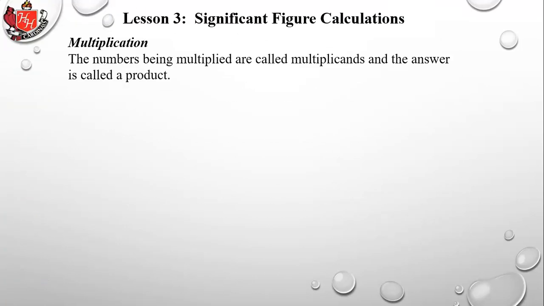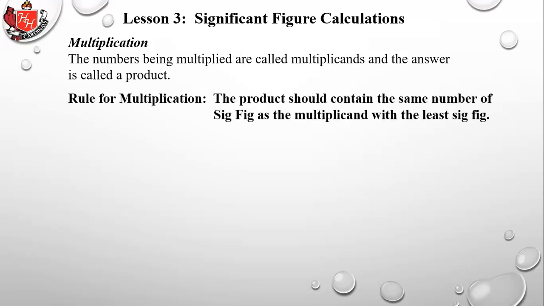Okay, now let's look at how we would do math operations with significant figures. The numbers being multiplied are called multiplicands, and the answer to a multiplication problem is called a product. So the rule for multiplication is that the product should contain the same number of significant figures as the multiplicand with the least number of significant figures. So again, let's look at some examples.